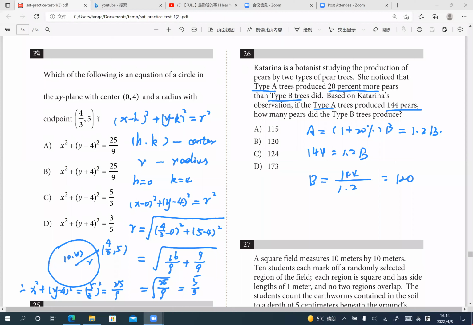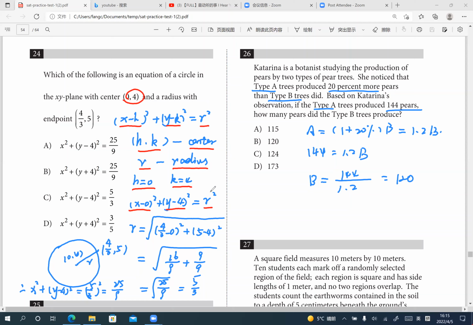Question 24. Which of the following is an equation of a circle in the xy plane with center 0, 4 and a radius with endpoint 4/3, 5? We know the standard form of a circle is (x minus h) squared plus (y minus k) squared equals r squared, where h and k represent the center of the circle and r represents the radius. In our question, the center is 0, 4, which means h equals 0 and k equals 4. Then we get (x minus 0) squared plus (y minus 4) squared equals r squared.